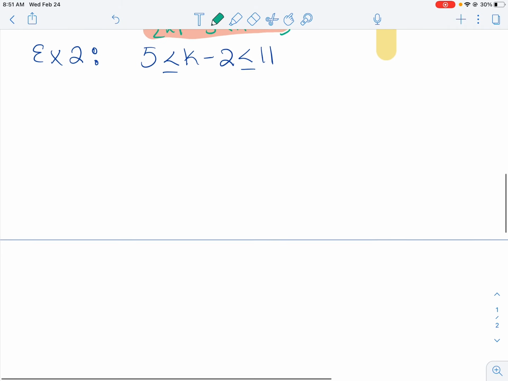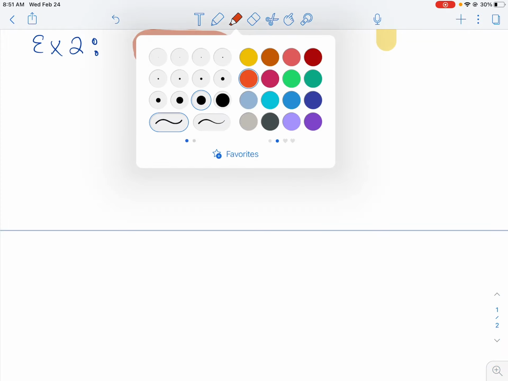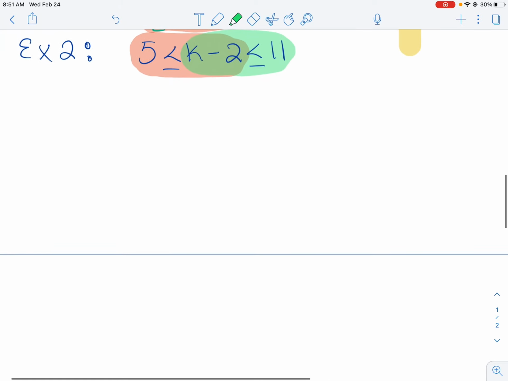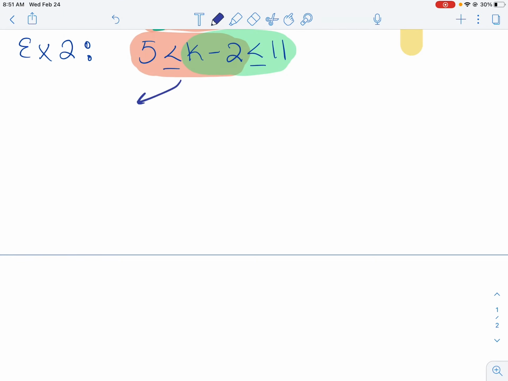Let's check out another example. And this time, we don't see the word and. We see 5 is less than or equal to k minus 2, all right? And it's also saying k minus 2 is less than or equal to 11, all right? So what we really have here are two inequalities, but they've been stuck together. They've been sandwiched together. So my first step is to pull them apart into their two separate inequalities.